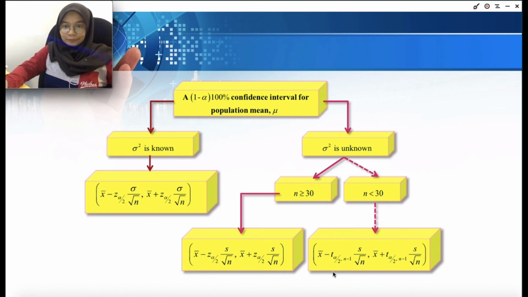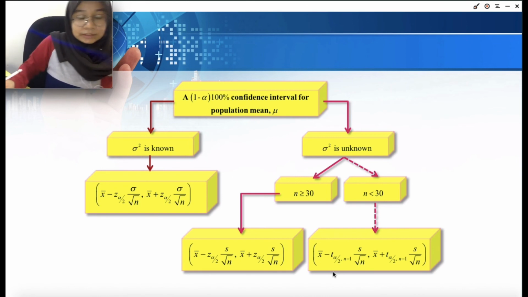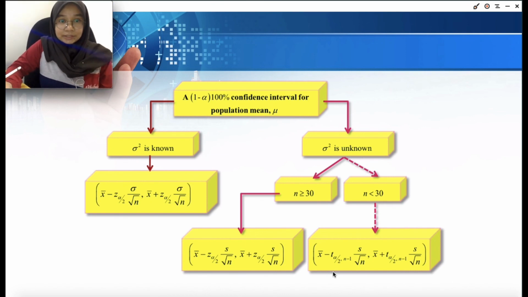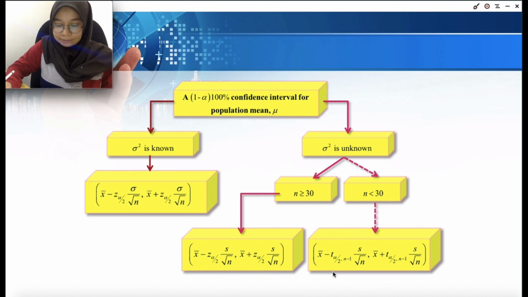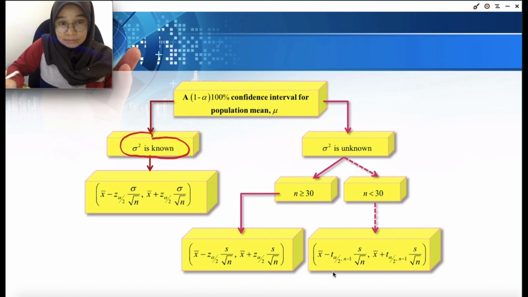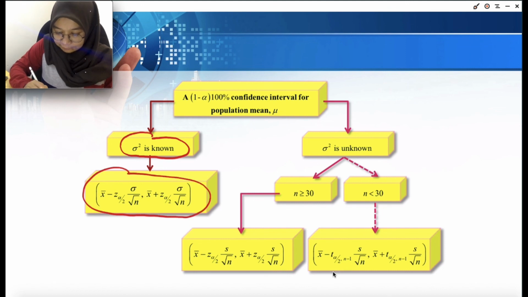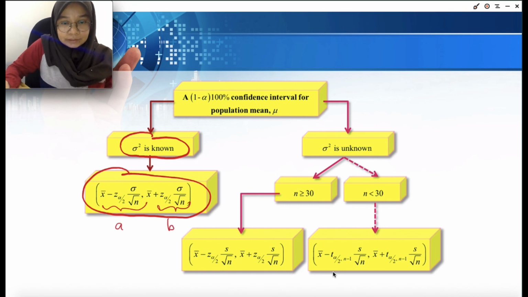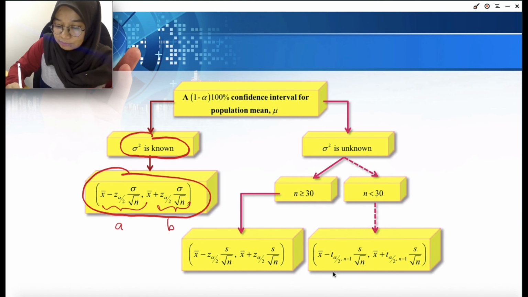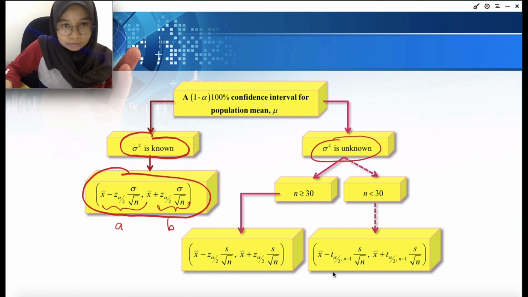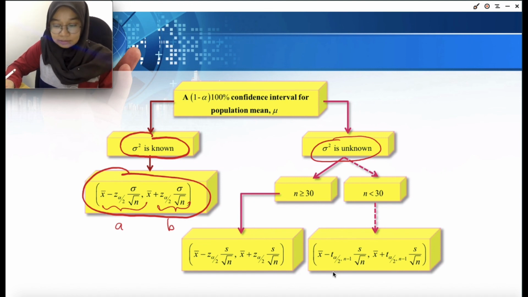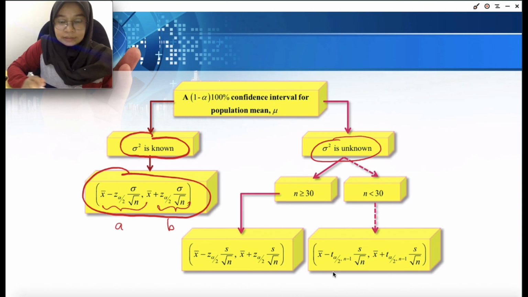Right, so now come to the formula. Please look at the formula in your stat table. The formula is on page 5. What you need to do is, first, read the question very carefully, and then determine: is there any sigma square given? Sigma square is the population variance. If sigma square is given, you use the first formula. This one is your lower boundary, this one is your upper boundary. If the question does not give you sigma square or the population standard deviation sigma, you cannot use the first formula. You have to consider this one.